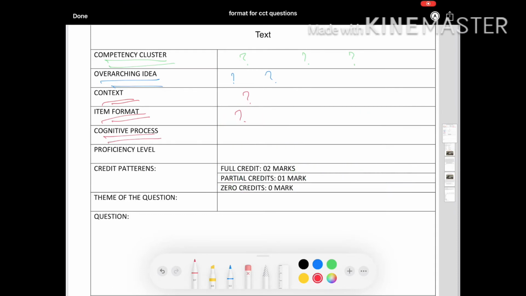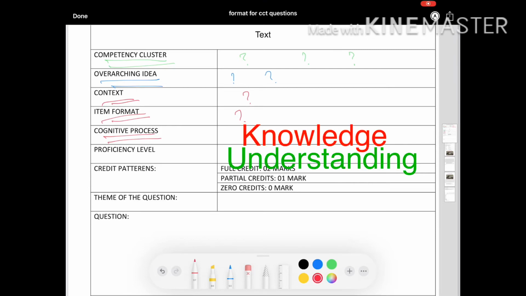Next is cognitive process. It means the mental action or process of acquiring knowledge. Here you write knowledge or understanding or problem solving like this. If the student is only applying the previous knowledge directly, what already he or she has remembered, then you write knowledge. If understanding the question is required, then write understanding. If the student will have to solve the problem by formulating mathematical expressions, then you write problem solving.